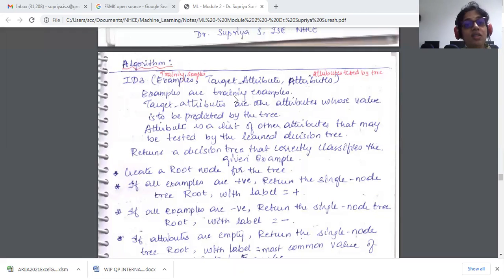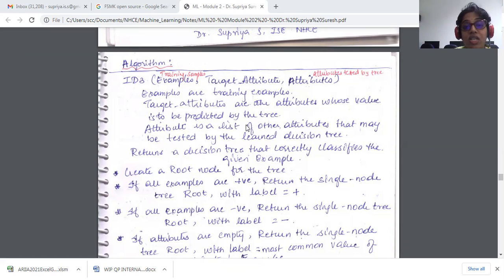Examples are the training examples. Remember the initial data set that we had, with four parameters and the final output, play tennis. Let's consider that entire table to be our training samples, with each and every input given. That is our training data. The target attribute is the attribute whose value is to be predicted by the tree. This attribute solely can predict the output or classify the given data.